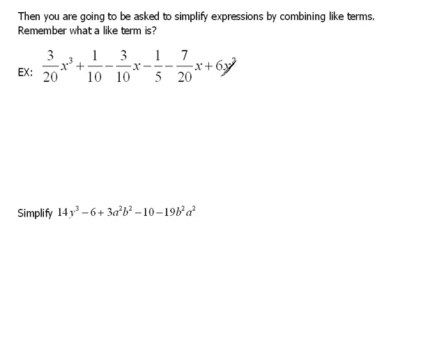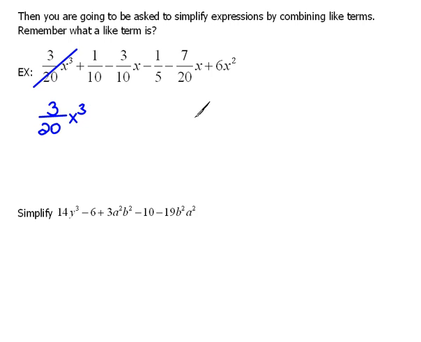Now, when I say like terms, I mean that if we're going to combine this 3/20 x cubed with anything else, it can only be combined with another x cubed. So looking at our problem here, we don't have any other x cubes, so we can't combine that with anything else. It doesn't have anything else like it.